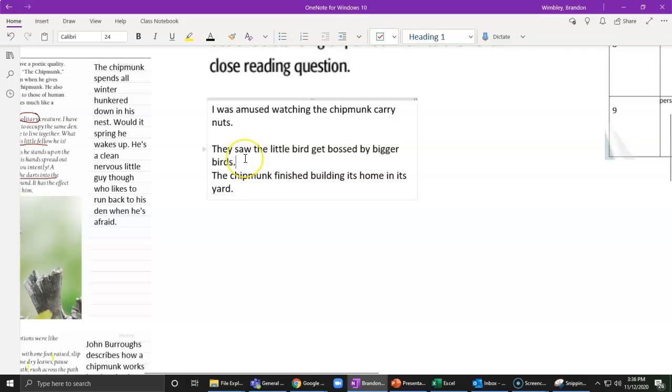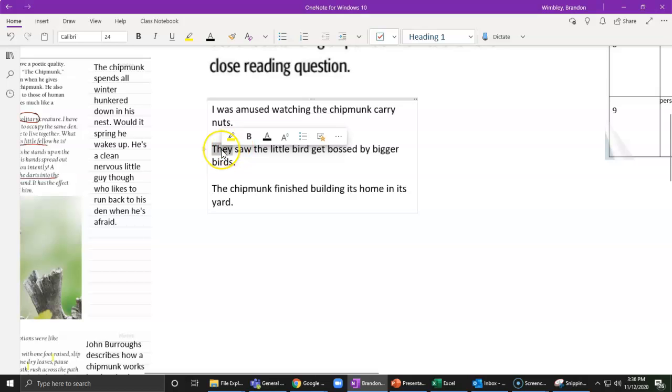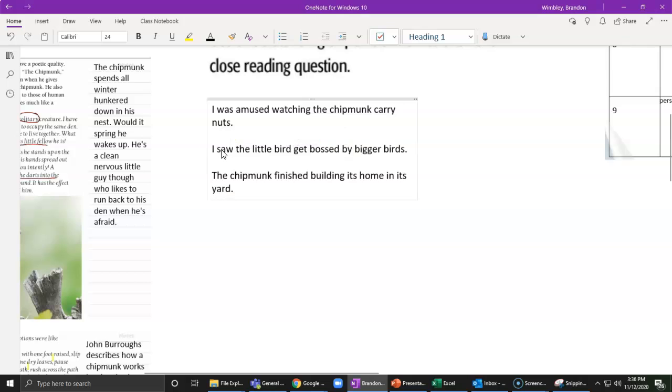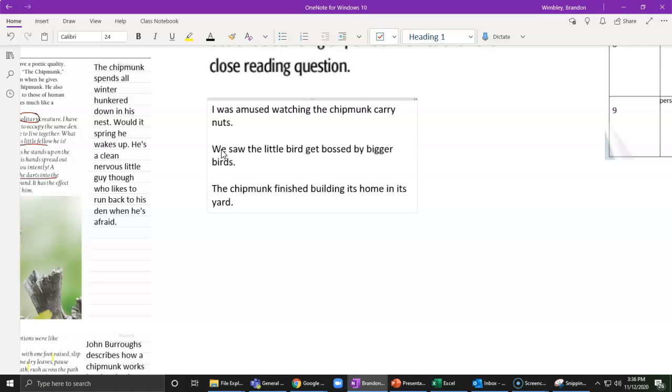Let's look at this one right here. They saw the little bird get bossed by bigger birds. We want to make it so it's your experience. So what could we change? Well, instead of they, because that doesn't include you, we could use the word I. I saw the big bird. Or if we want it to be a group of people, we could say we. We saw the little bird get bossed by bigger birds.